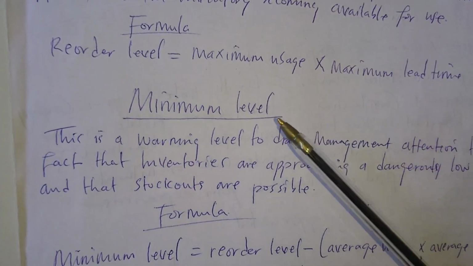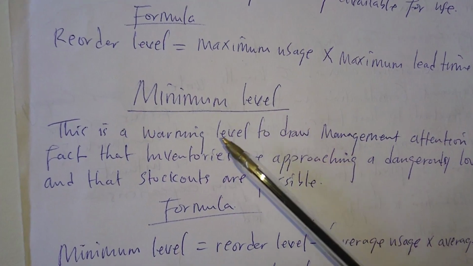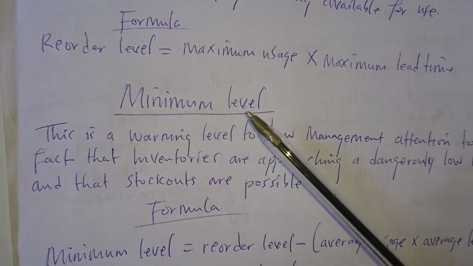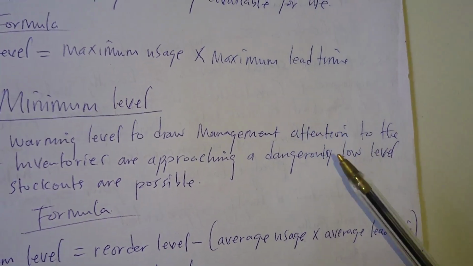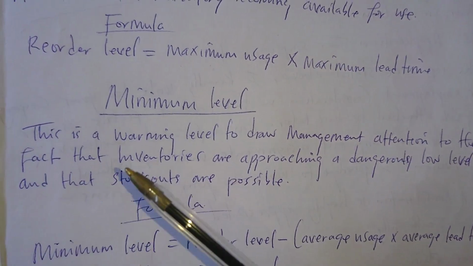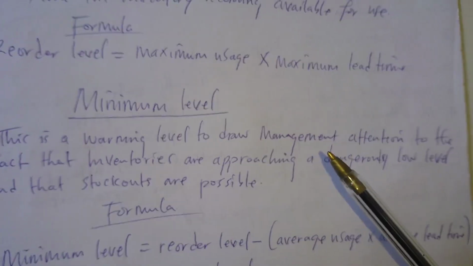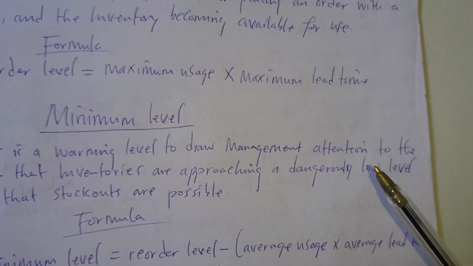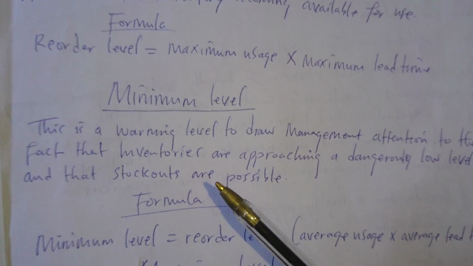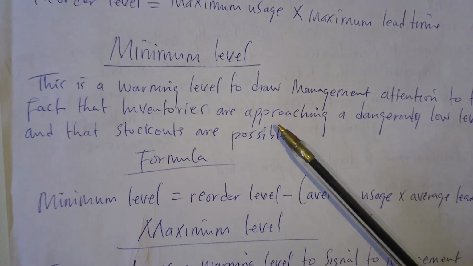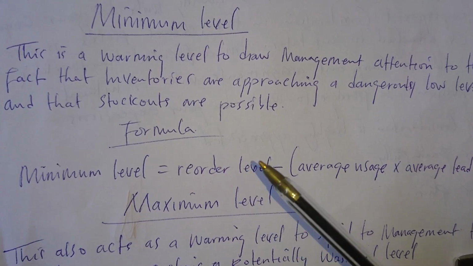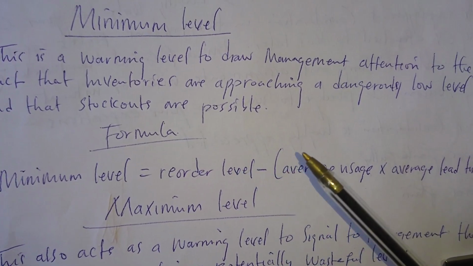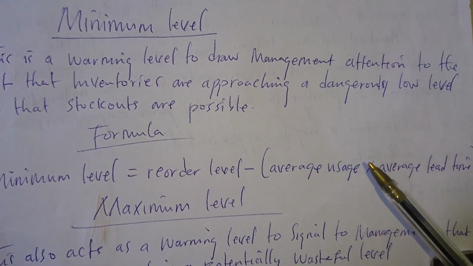Then we have the minimum level. This is a warning level to draw management attention to the fact that inventories are approaching a dangerously low level and that stockouts are possible. The formula is minimum level equals reorder level minus average usage times average lead time.